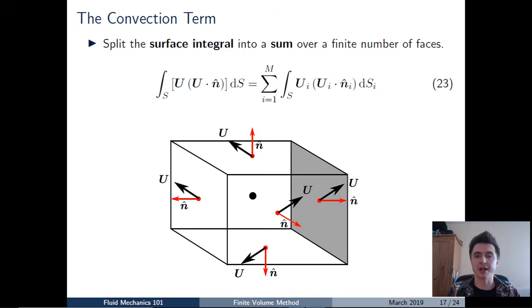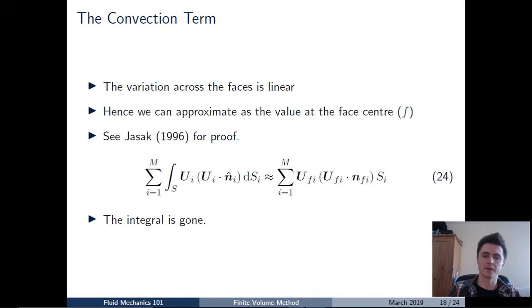And can we do any better at this point? Turns out we can. We make an approximation: the integral over each of those faces can be taken as the value at the face center. That's u sub f there. So rather than integrating the velocity and the volume flow rate over the entire face, we're just going to take the value at the face center. There's actually a proof of this simplification, and you can find that in Professor Jasak's thesis, which I'll link in the description below. But once we've made this approximation, we notice that the integral is now gone.